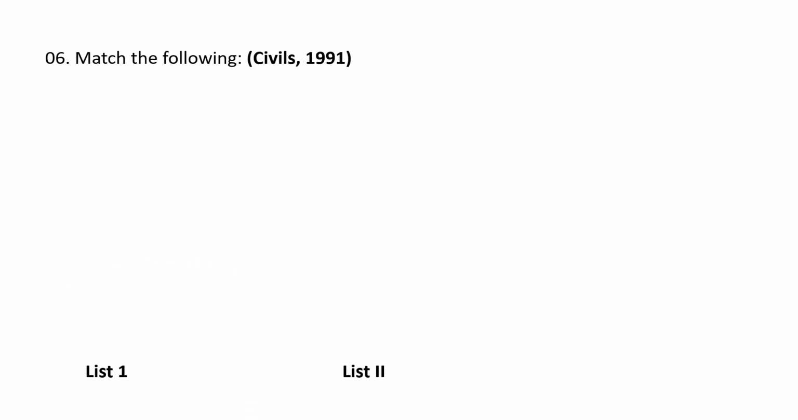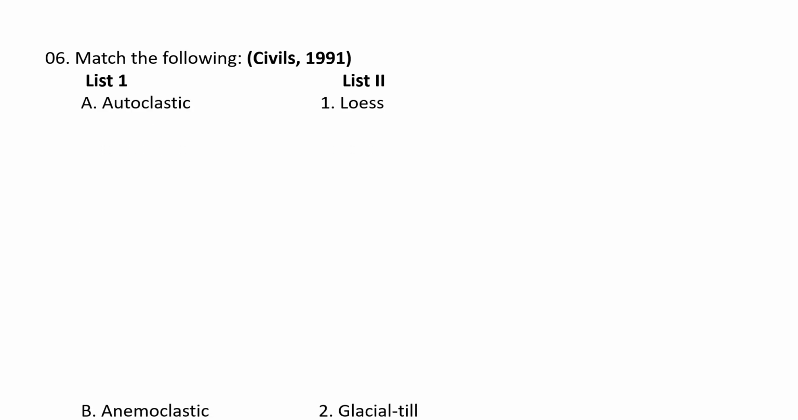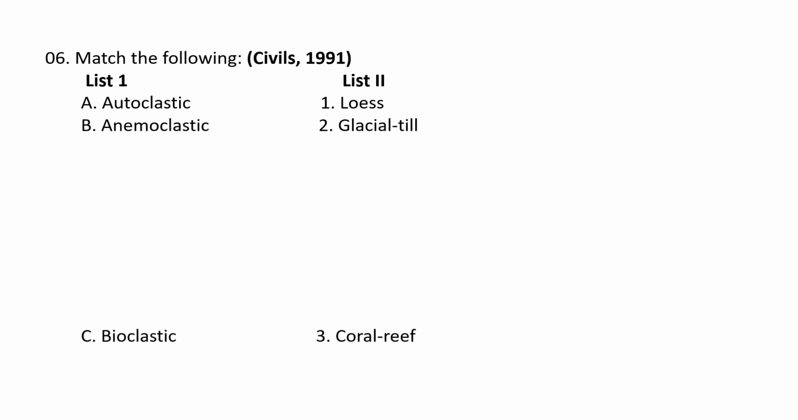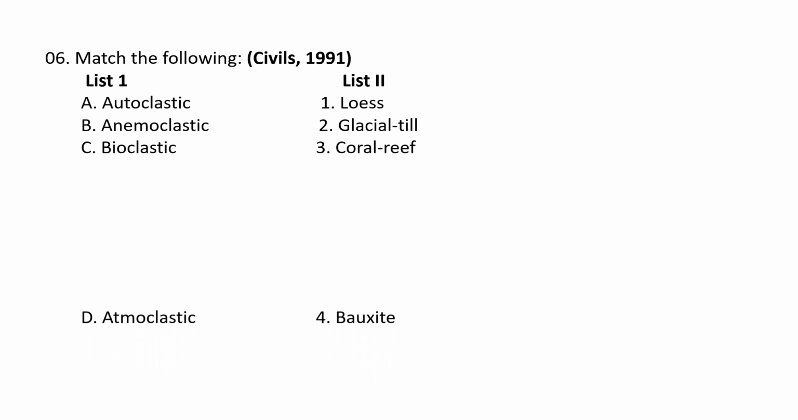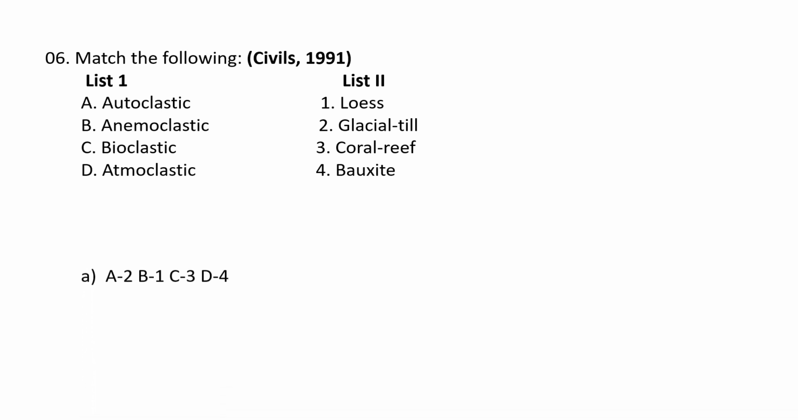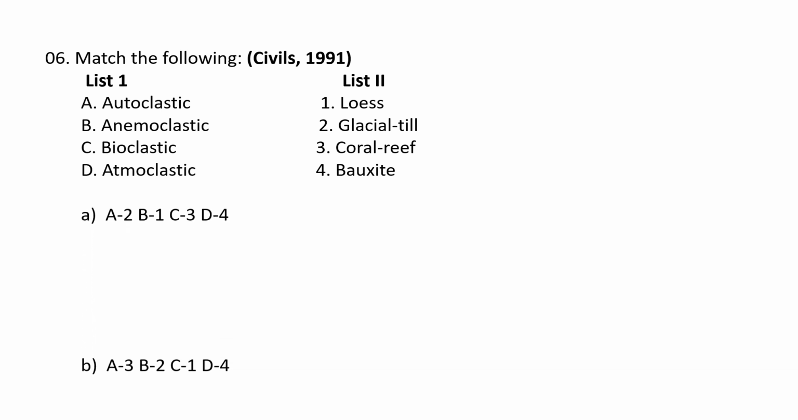Next question. It's a match the following question. Like there are options A, B, C, D given, and list 1 and list 2. In list 1: A. Autoclastic, B. Anemoclastic, C. Bioclastic and D. Atmoclastic, and in list 2: Lava, glacial till, coral reef, bauxite are there. So we have to choose the correct answer from the choices given below.